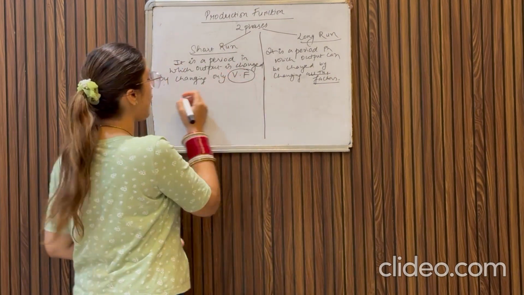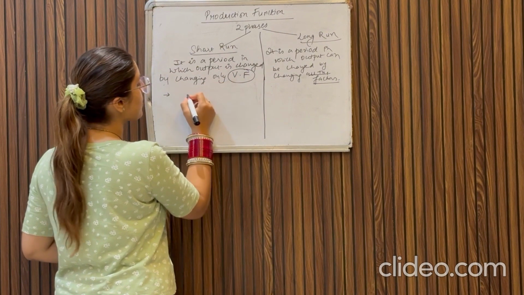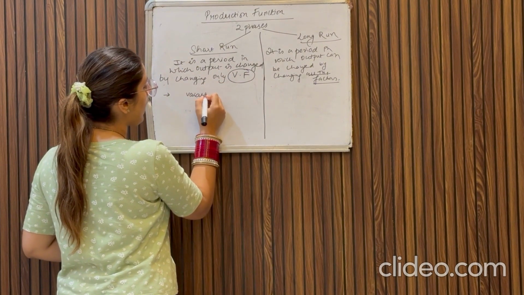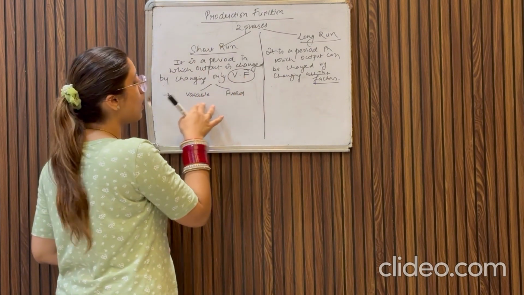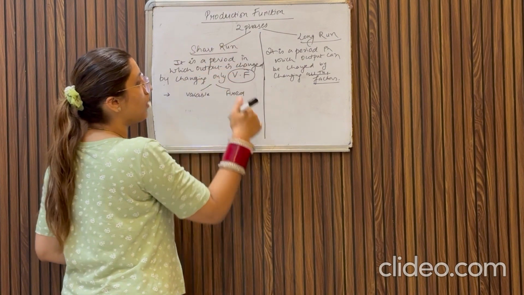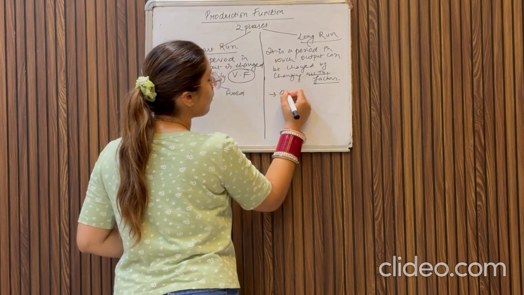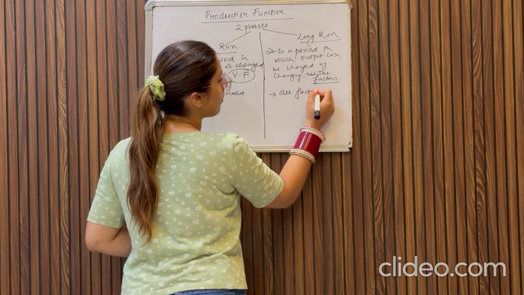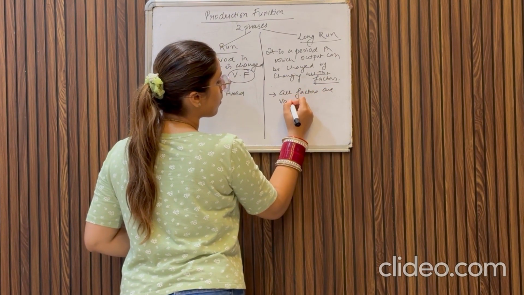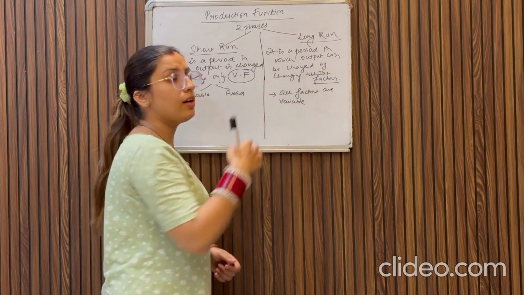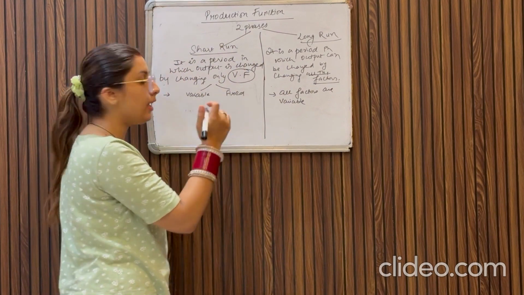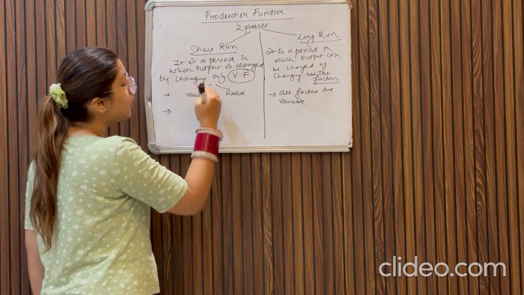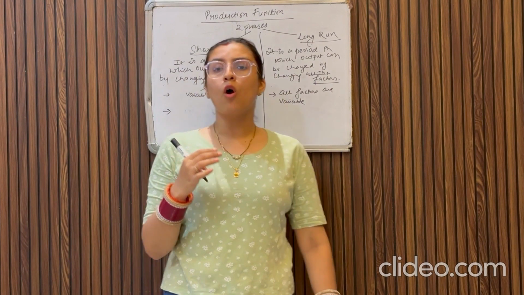So in the short run I could say that some factors are variable and some factors are fixed. We can actually classify them into different factors in the short run, while in the long run I would say that all factors are variable, because in the long run we have the ability to change our factors, while in the short run we don't have any ability.